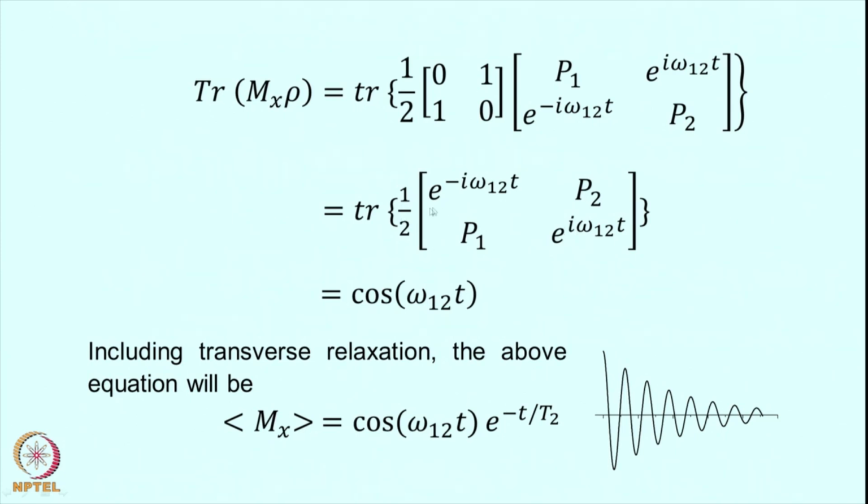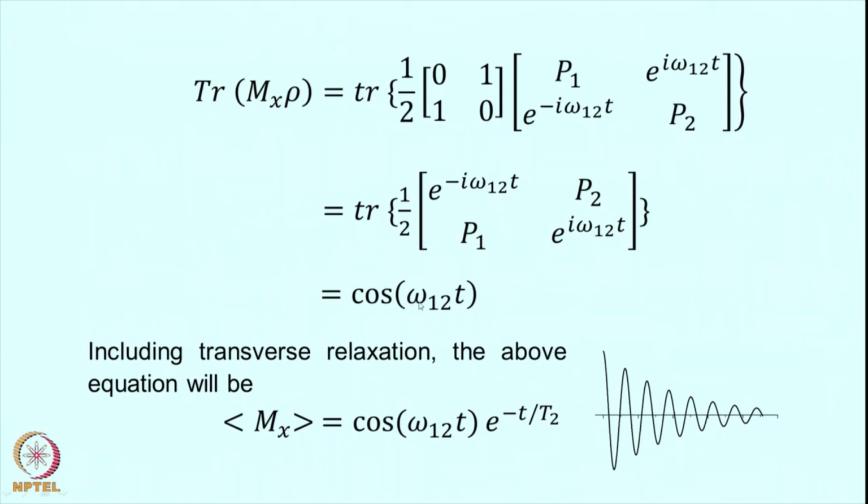You remember the definition of the trace? The trace is the sum of the diagonal elements of the matrix. So if I add these terms, and I have multiplication by half here, so e to the I omega 1 to t plus e to the minus I omega 1 to t whole divided by 2, and that is the cosine function. So the cosine omega 1 to t. Therefore what I measure is this coherence.